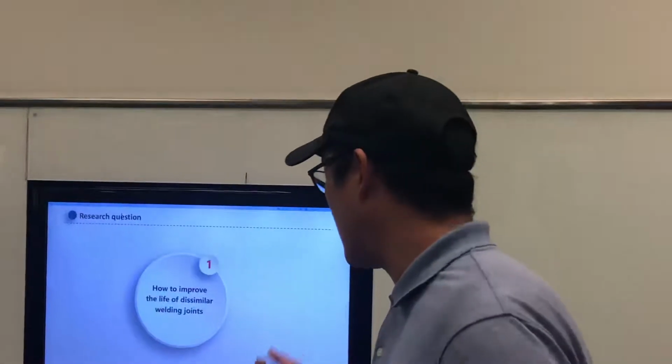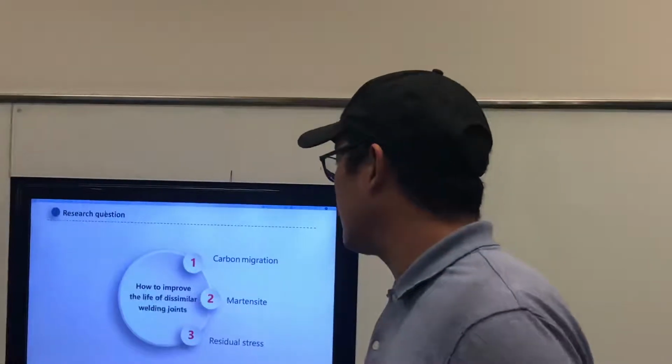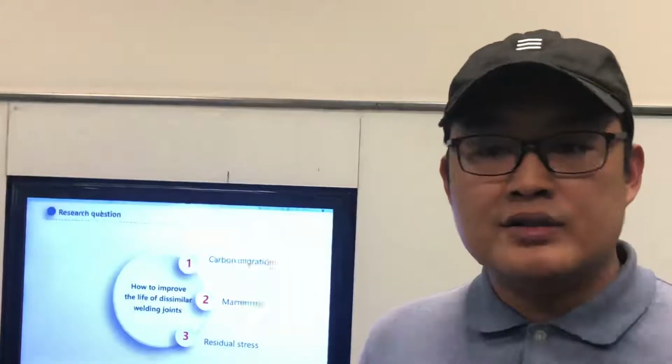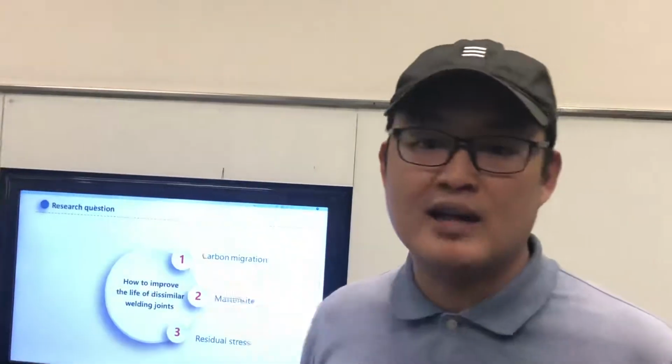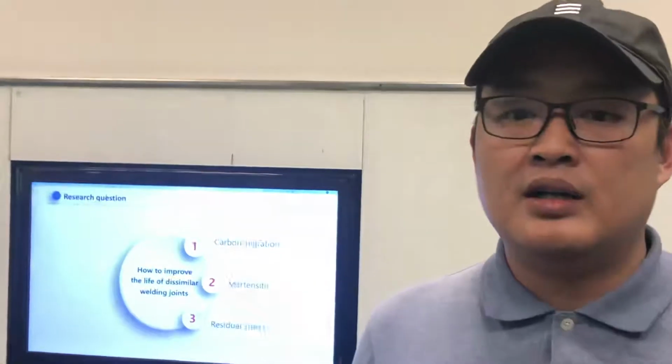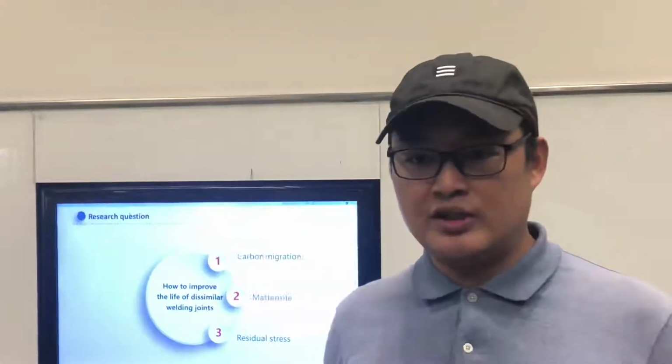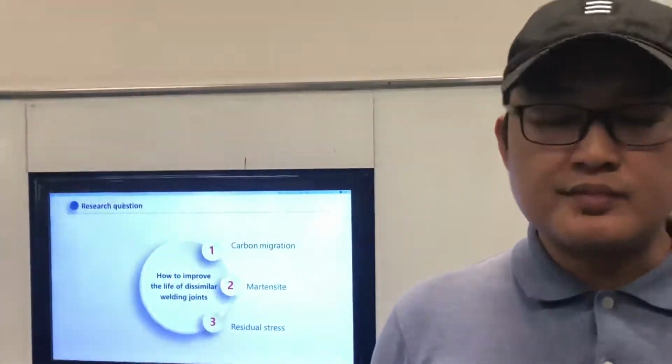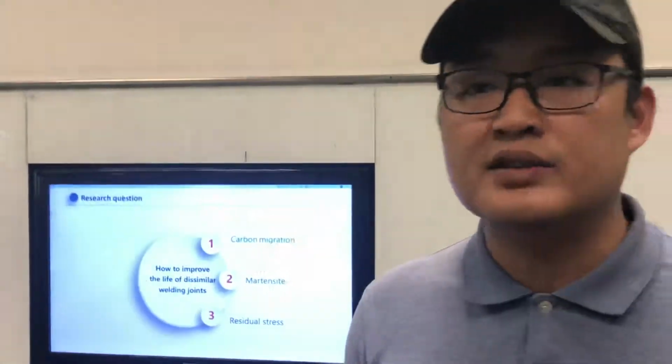Now, I'd like to talk about the research question: how to improve the life of dissimilar welding joints. There are three factors that affect the welding quality of austenitic and ferritic steels. These factors are austenitic carbon migration and residual stress in the welded joints. How to solve this problem and improve the life of the welding joints is considered. One useful method is to choose a suitable consumable, which can solve this problem at the same time.